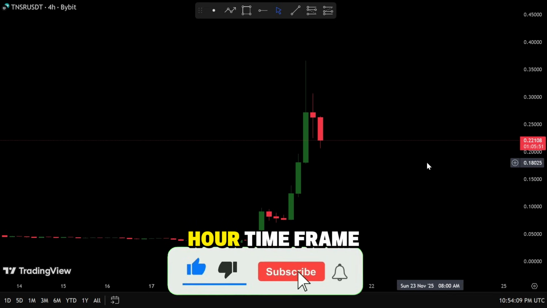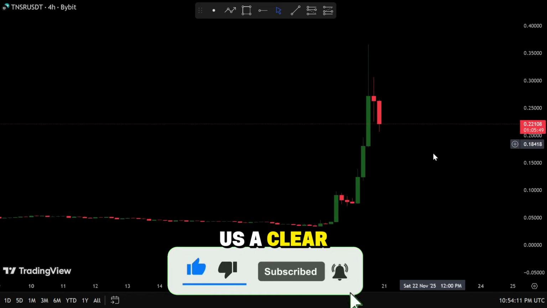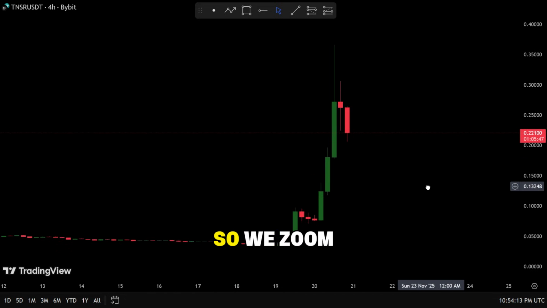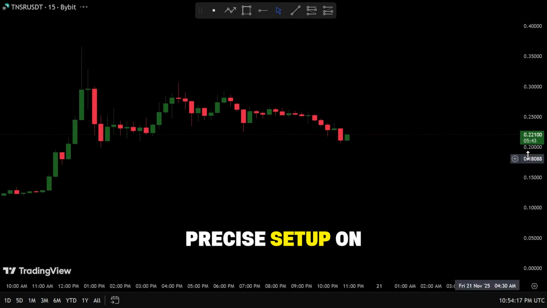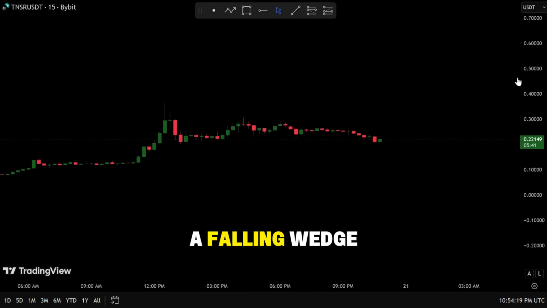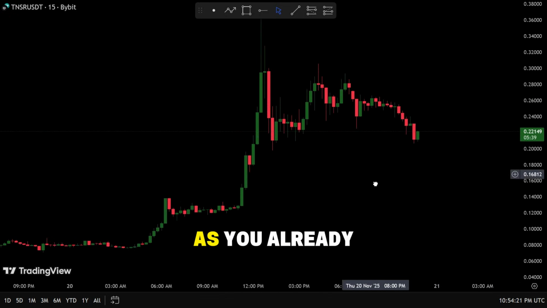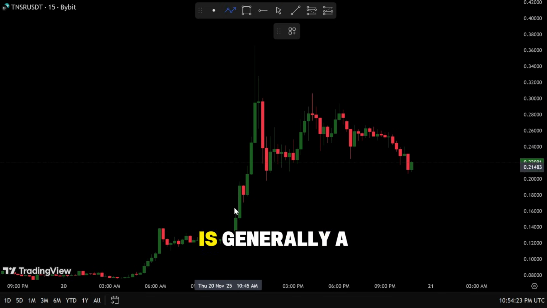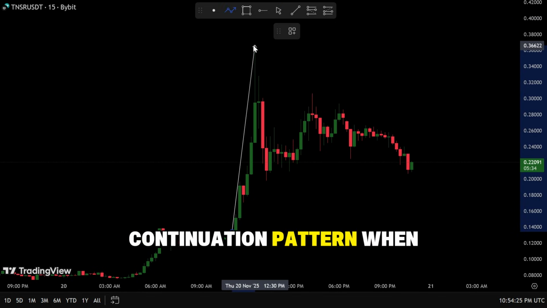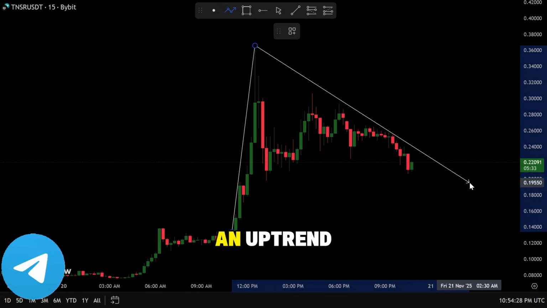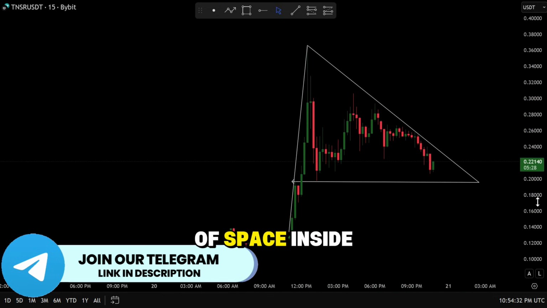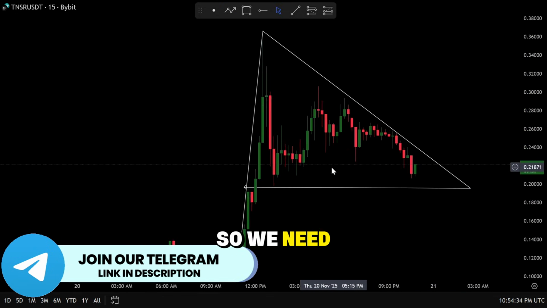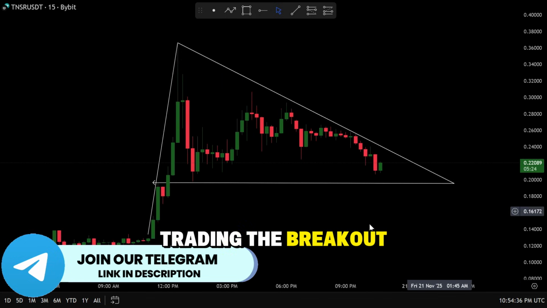However, the 4-hour time frame is not giving us a clear picture for an entry, so we zoom into the 15-minute chart for a more precise setup. On the 15-minute chart, a falling wedge chart pattern is forming. As you already know, a falling wedge is generally a bullish continuation pattern when it occurs in an uptrend. That said, there isn't a lot of space inside this wedge, so we need to focus on trading the breakout.